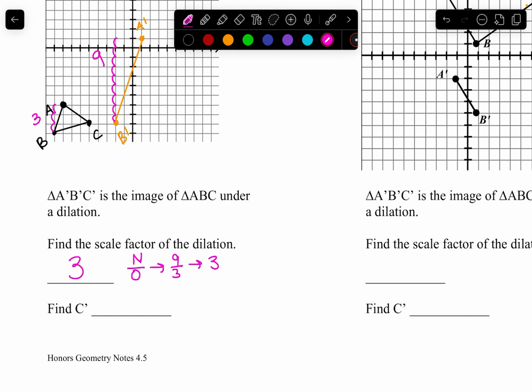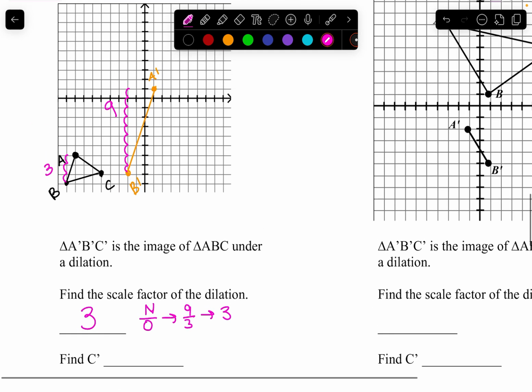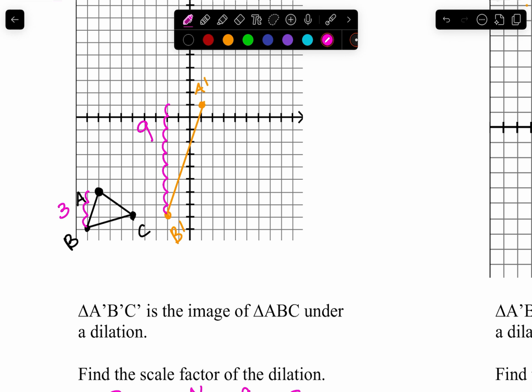Okay, now that I know what my scale factor is, in order for me to find C prime, I have to find the distance from either A to C or B to C, both horizontally and vertically. Once I find the distance, I then have to multiply the distance by the scale factor. So I just need you to stick with me. We're going to do examples of this. I'm going to explain it again. Watch what I do. Ask questions to your teacher if you need more help.